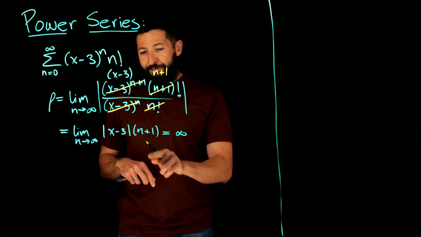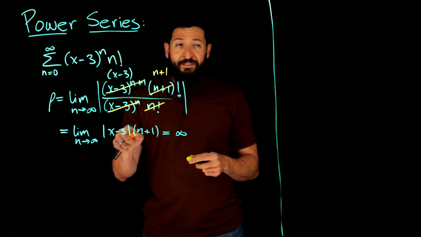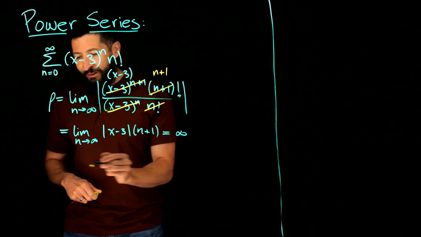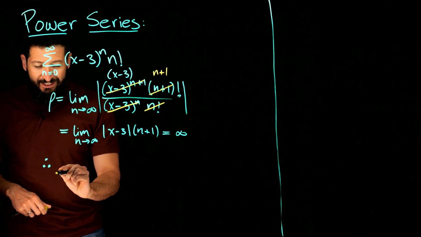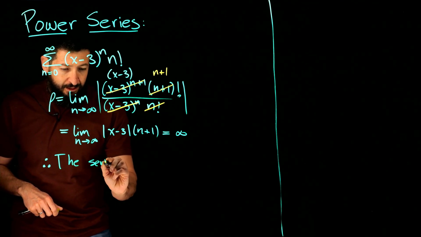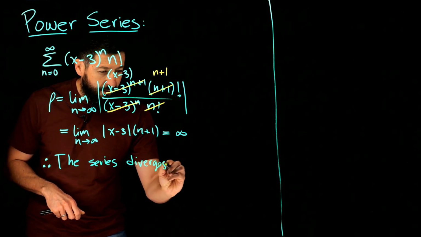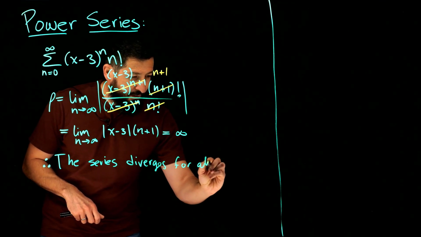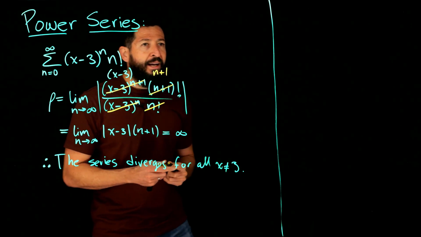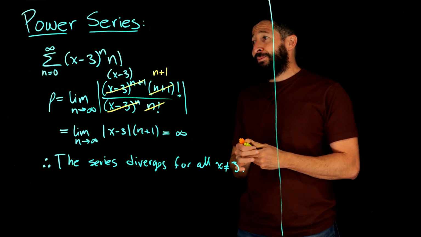Now, this limit is infinite. Doesn't matter how you slice it. This is going out to infinity. Multiply it times whatever you want, unless, of course, x is equal to 3. When x is equal to 3, everything is 0. So this one converges only at one point. So let's say that the series diverges for all x that is not equal to 3. And so that example is kind of extreme, where there's just one point where it converges.